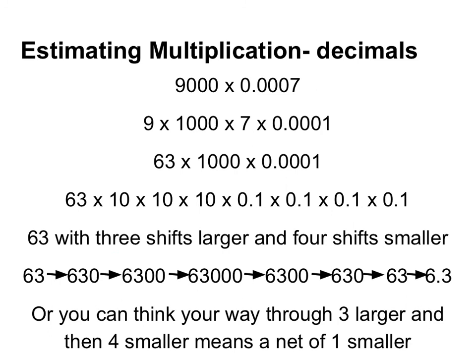So if you can think of these as 3 larger and then 4 smaller, that's the same as just 1 smaller, then go ahead and do that. So the three of the ups cancel out 3 of the downs. Those 3 larger get canceled out by 3 of the smaller shifts, so then you have 1 smaller shift. So what's happening here? 9,000 and 7 10,000ths multiplied together gives you 6 3 tenths.